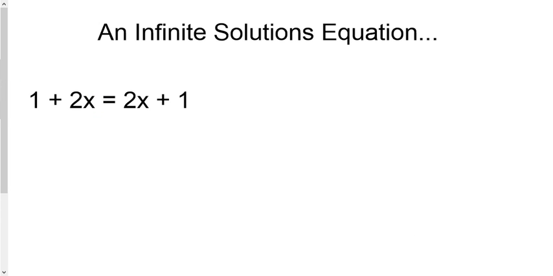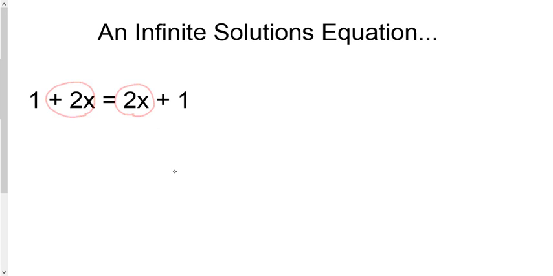When we look at an infinite solution equation, it's very similar. You'll see that we have a positive 2x on both sides, and then you ask yourself, what's happening to that positive 2x? On the right side, we're adding 1 to it, and on the left side, we're also adding 1 to it. So that means that literally these two sides are exactly the same.